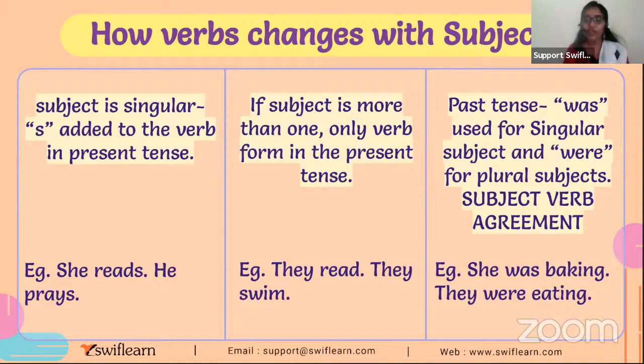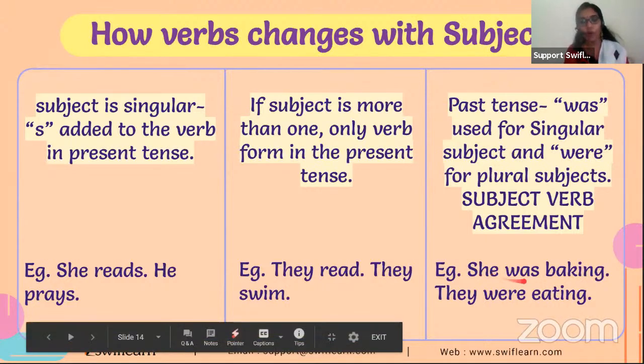So now here we have she was baking. So what we said is that it is past tense and it is singular. So we are using was here. They were eating. They is also a plural pronoun, and so we are using were here. Is that clear?